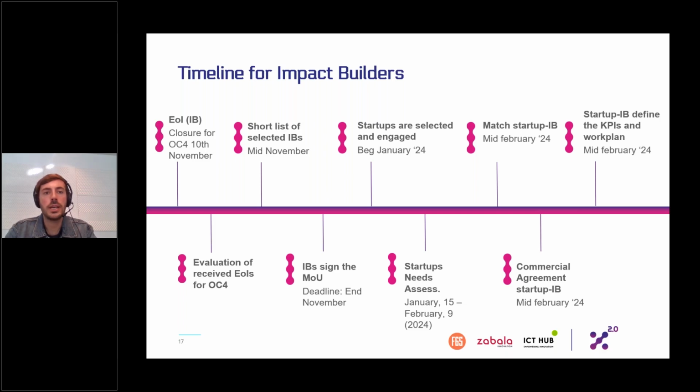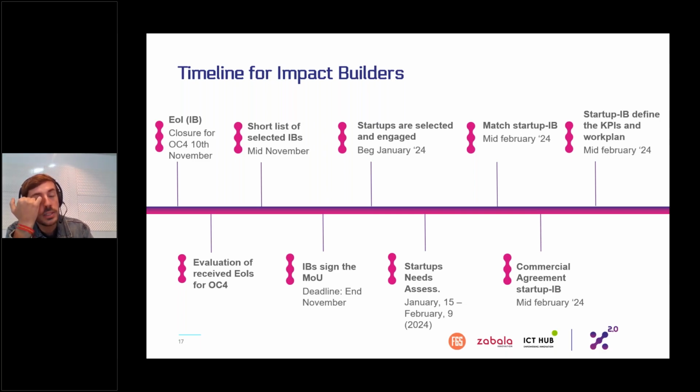Also, the timeline for the impact builders. First of all, the closure for the open call is, as I said, the 10th of November. Then we will be assessing the received expressions of interest, and then we will have the short list of selected impact builders by mid-November. You will be notified then, and you will have to sign the memorandum of understanding, which is to fill in an entity info form to appear on our website and to sign the MOU itself.